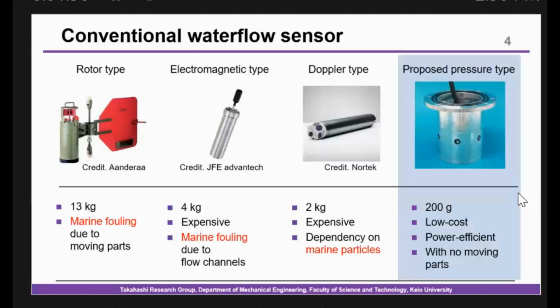Here we show a conventional water flow sensor for sea current. These sensors were primarily used for marine current research, so they have some disadvantages for aquaculture use, especially the excess presence of marine fouling and particles, which reduces their accuracy. In contrast, pressure sensors are less impacted by fouling and particles.